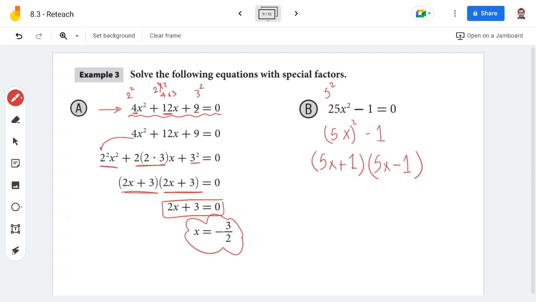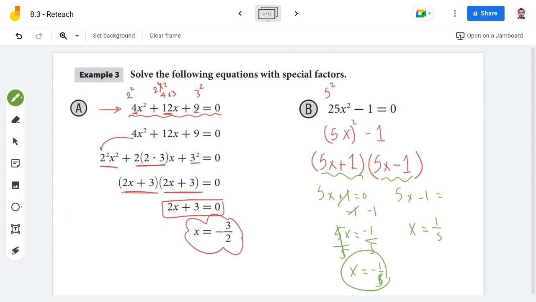Now, what you have to do is take each bracket equal to 0 to find the zeros. So 5x plus 1 equals 0, and 5x minus 1 equals 0. Now minus 1 for both sides, so 5x equals negative 1, over 5 over 5. Now x is equal to negative 1 over 5. Same thing here, but let's do it fast: x equals 1 over 5. So that's how we can solve this equation.